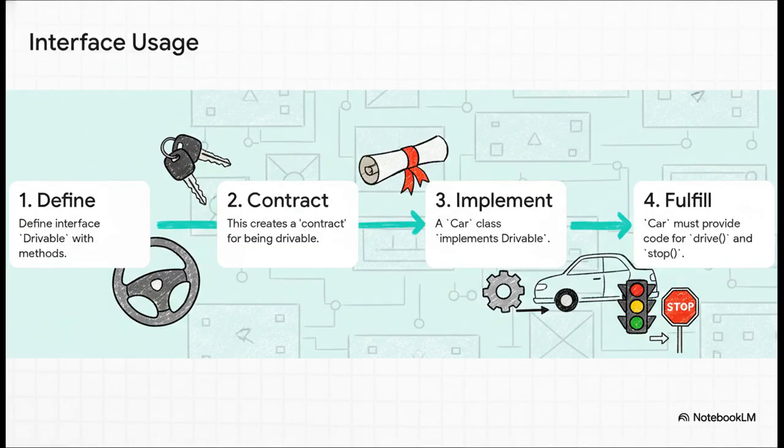So let's say you create an interface called drivable. The contract is simple. It just says that anything claiming to be drivable has to have a drive method and a stop method. When your car class implements this interface, it's making a promise. It's signing the contract, promising the rest of your program that it absolutely knows how to perform those two actions. And Java will actually give you a compiler error until you fulfill that promise by writing the code for both methods.